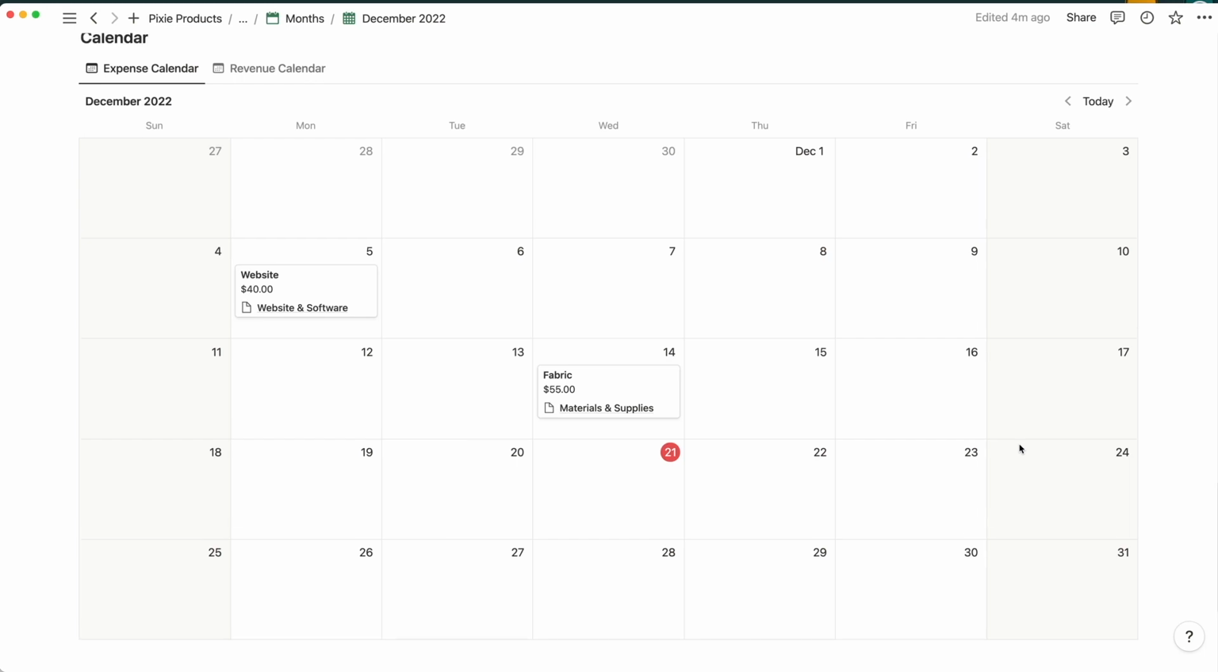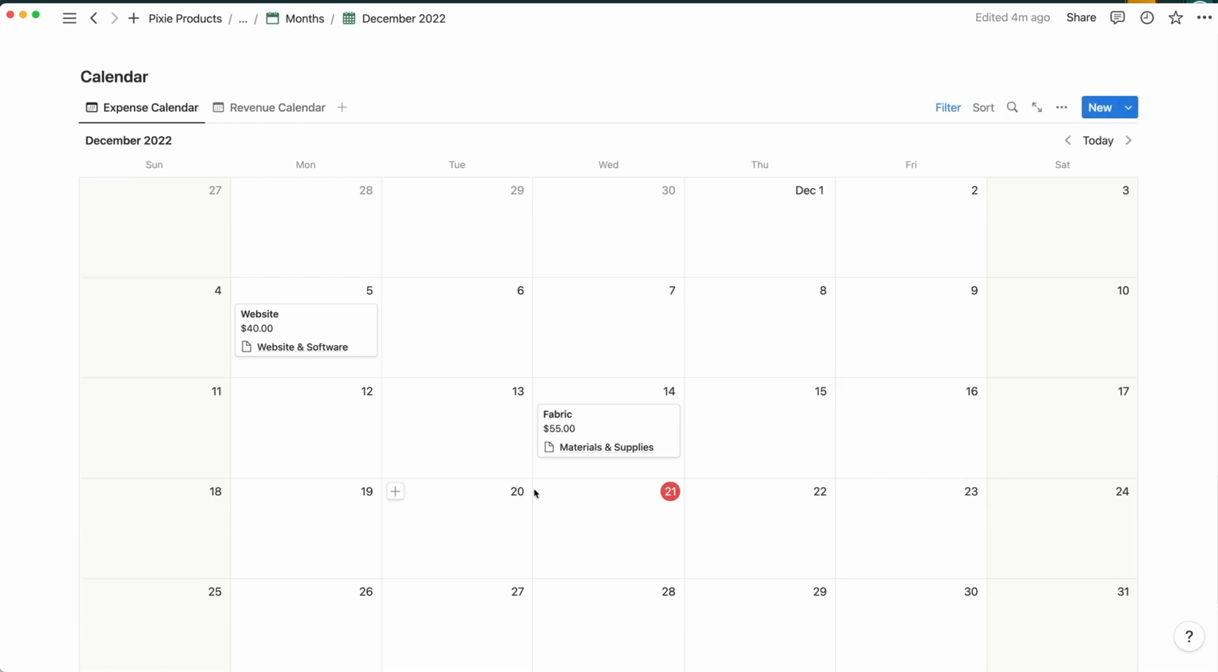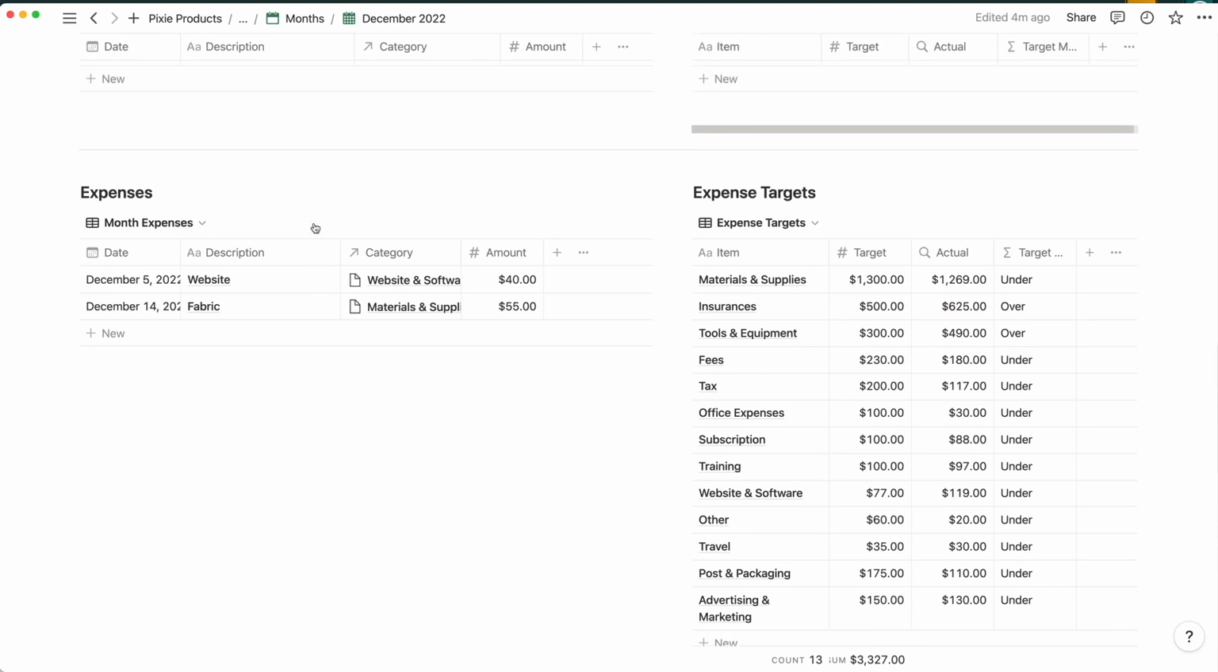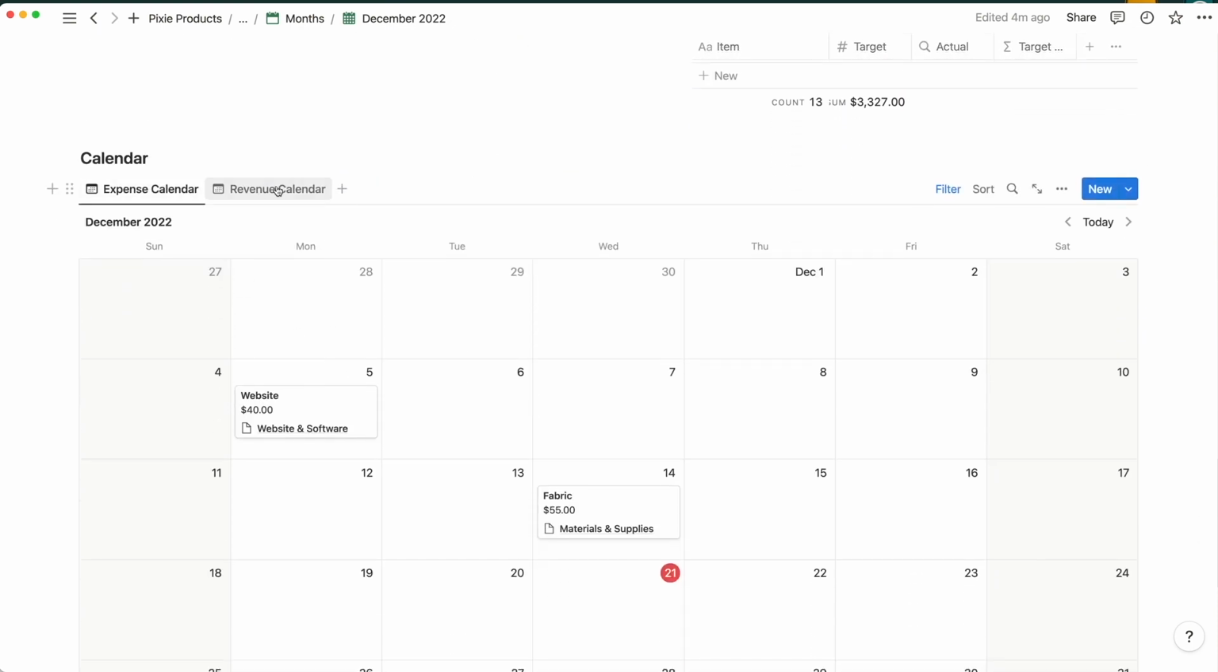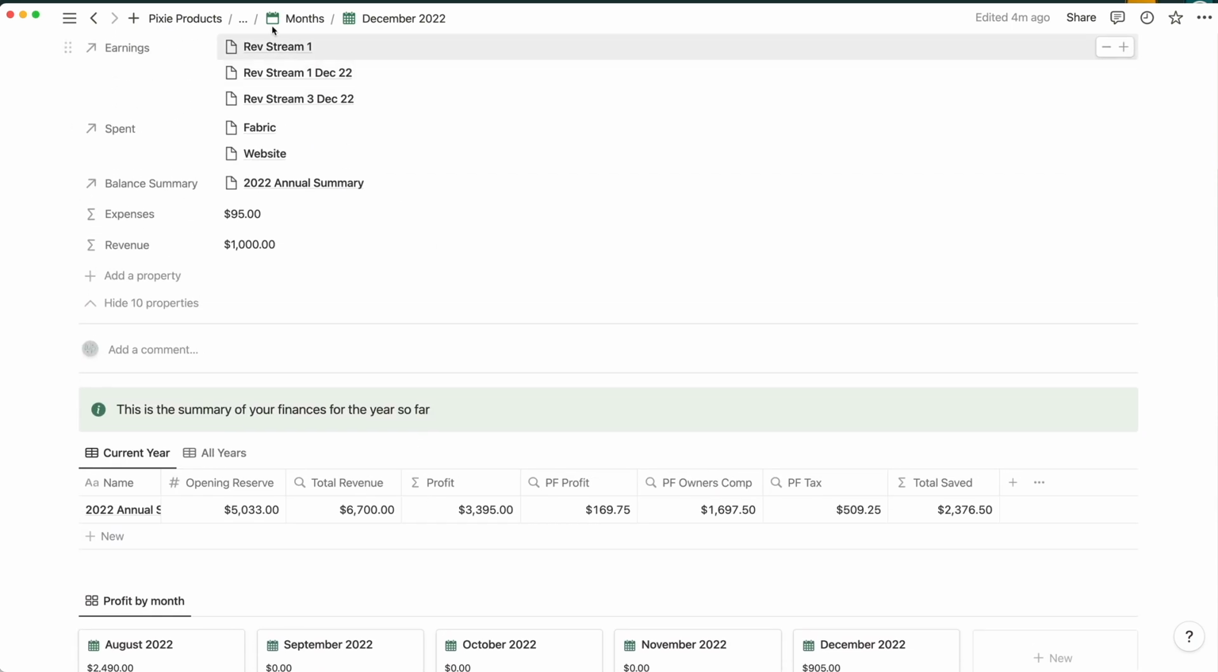And then you can also see your cash flow. So essentially all of the transactions that you've put in can be displayed in a calendar form from an expense point of view or a revenue point of view. So that's done on a monthly basis.